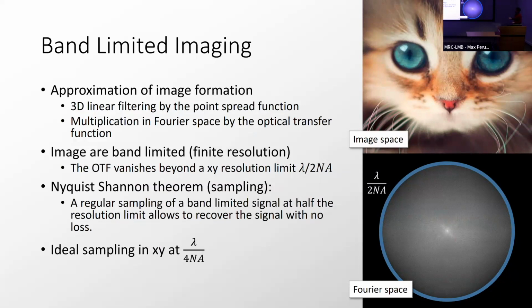So basically, we want to approximate our image formation, and we have a 3D linear filtering by the point spread function. What we call the blur of the objective is the point spread function. This linear filtering is also, as we said already, a convolution, and it corresponds to a multiplication in Fourier space by what we call the optical transfer function.